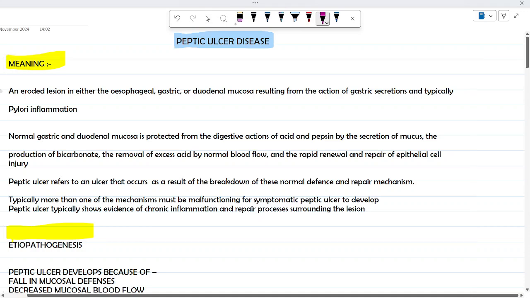So hello everybody. Today we are going to see about peptic ulcer disease, a detailed video regarding peptic ulcer. So first of all, we will start with what is the meaning of peptic ulcer.